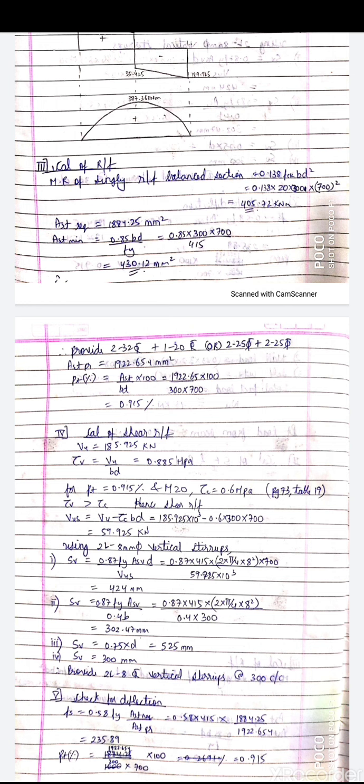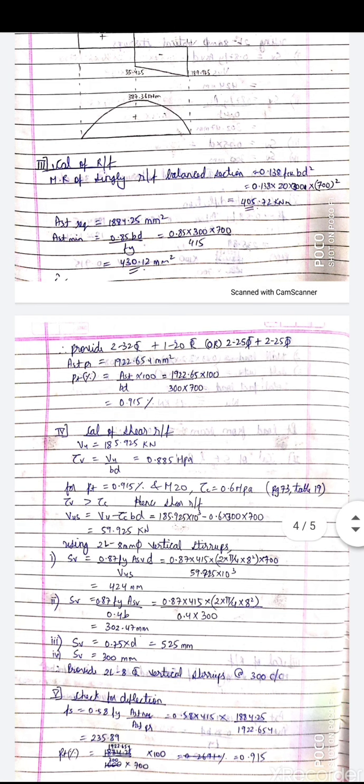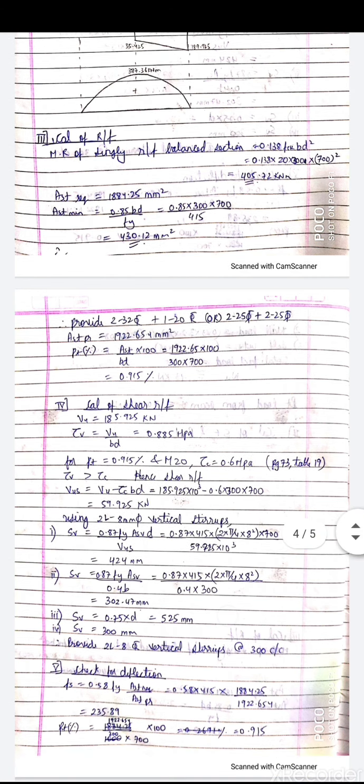Now let us select a suitable diameter and the number of legs. So assuming two-legged 8 mm diameter vertical stirrups, we'll find out the spacing. The spacing is given by 0.87 Fy into ASV into D upon VUS, where ASV is two-legged 8 mm diameter, 2 into pi by 4 into 8 square. So we get it as 424.